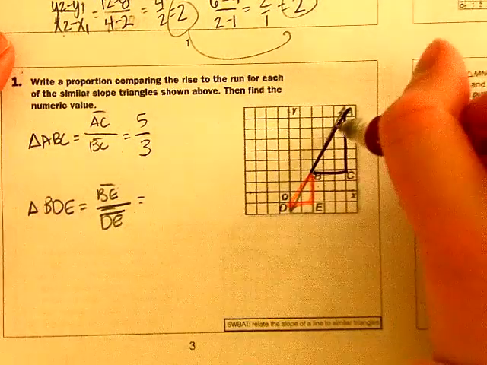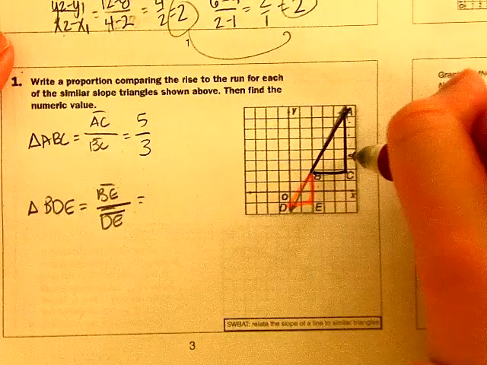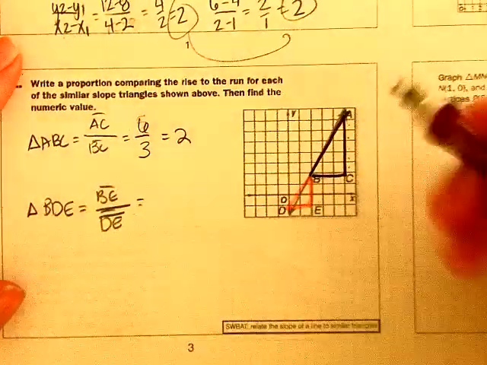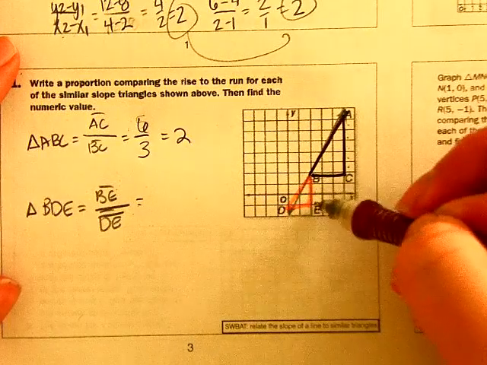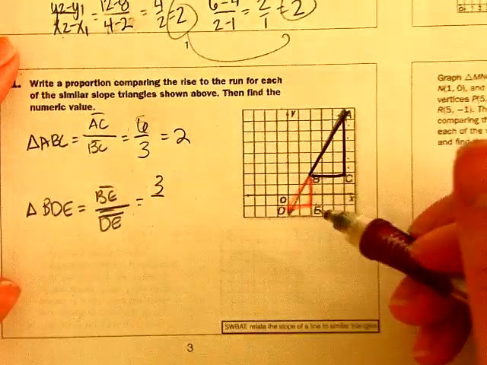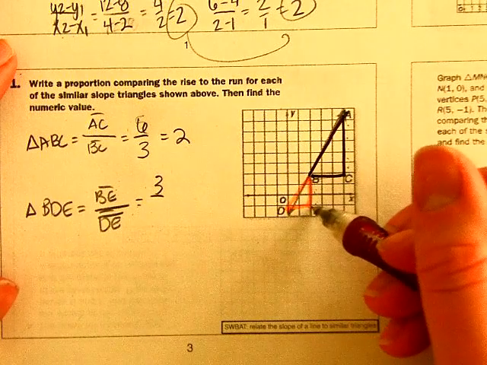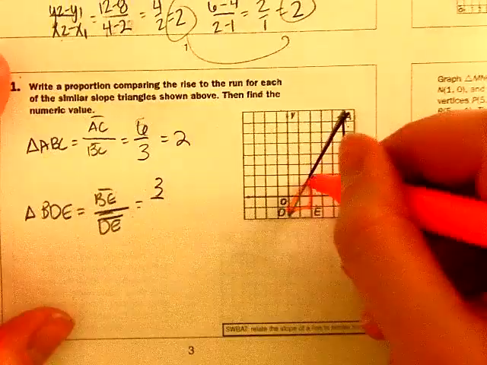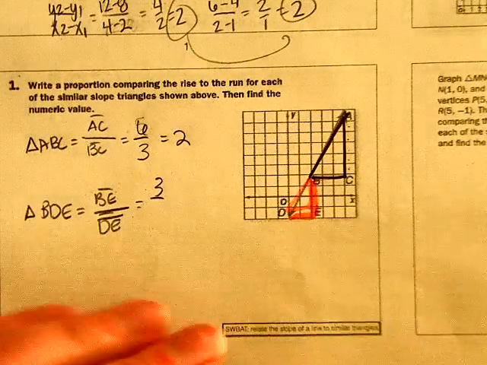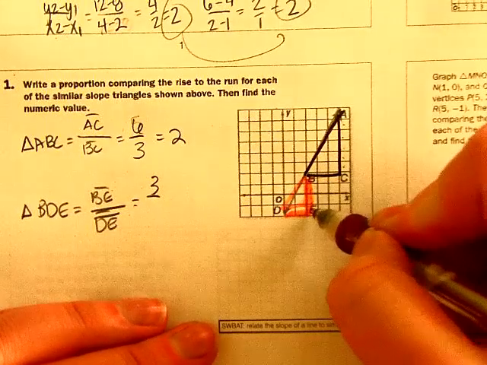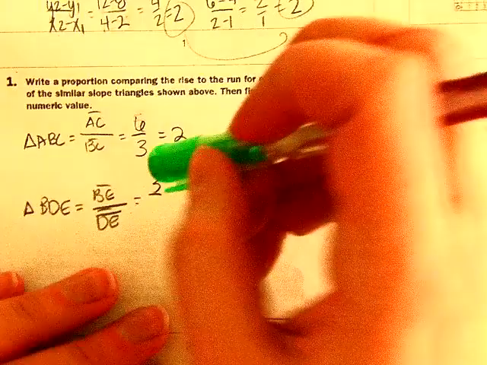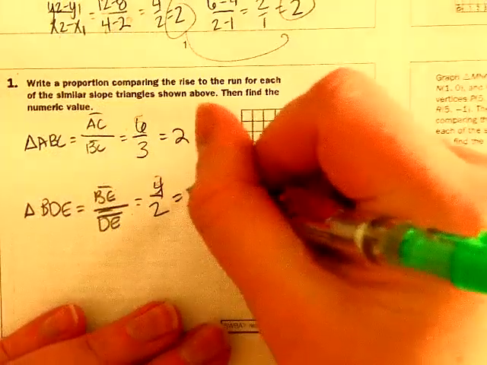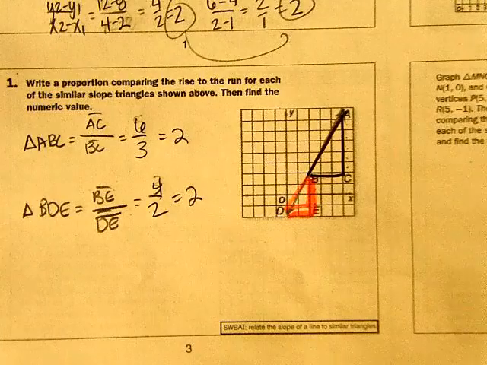I might have counted this wrong. I did. 1, 2, 3, 4, 5, 6. Redrawing it, cut it off, and we get 2. And BE is 1, 2, 3 boxes over 1. Oh, I drew this completely wrong. This is 1, 2, 3, 4, all the way down over 2. Criminy. Maybe I should stop coloring them. And we get the ratio and the numeric value is 2.